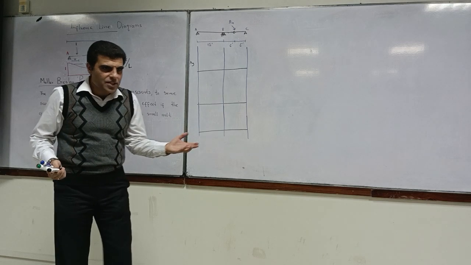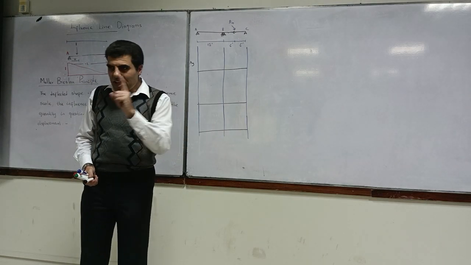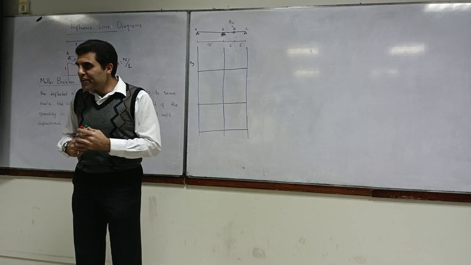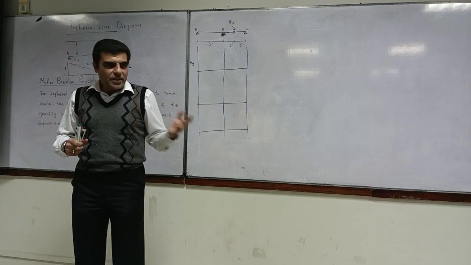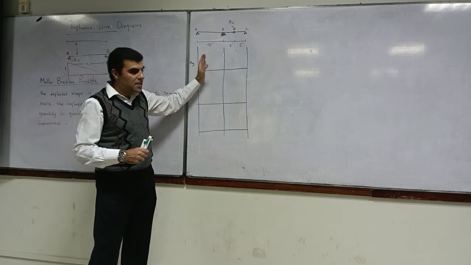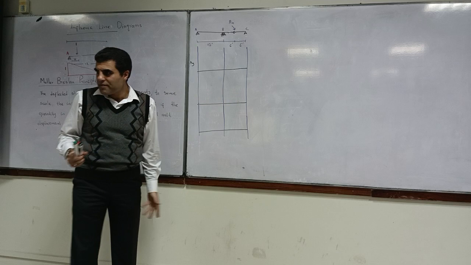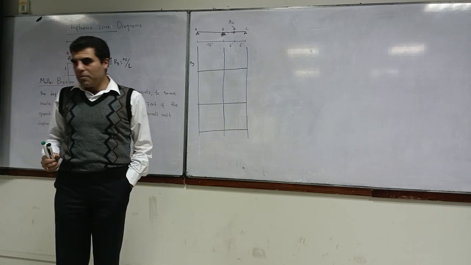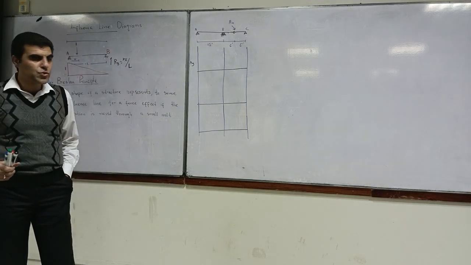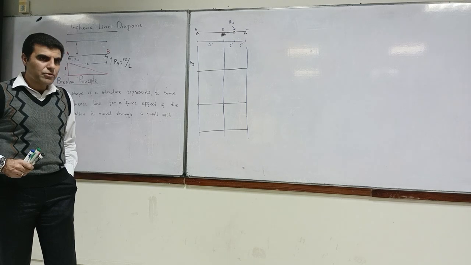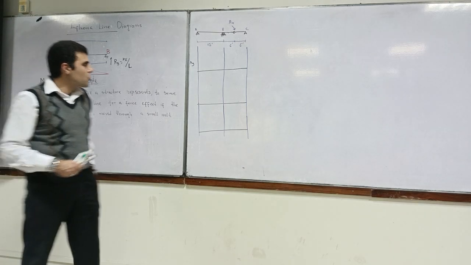I told you it's always a unit load. Why do we consider unit load? Because whatever the magnitude is, you can multiply the influence line with that magnitude and you can find the required magnitude. So it's not important to get the magnitude of the load. We always do it for a unit load. So what will happen?